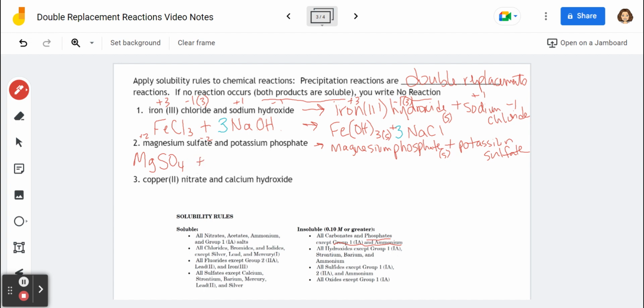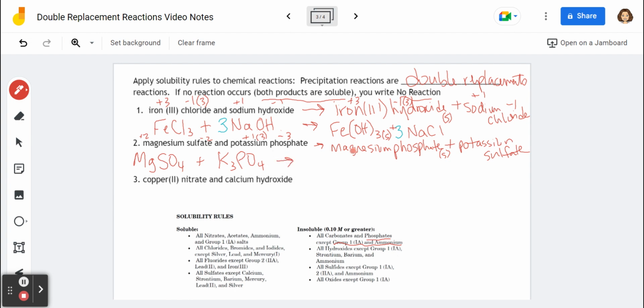And so then potassium phosphate. Potassium's in group 1, so that'd be +1. Phosphate's a polyatomic ion, and it has a -3 charge. That does not equal 0, so we'd have to multiply potassium times 3. So we'd have 3 potassiums and then 1 phosphate, which is PO4.